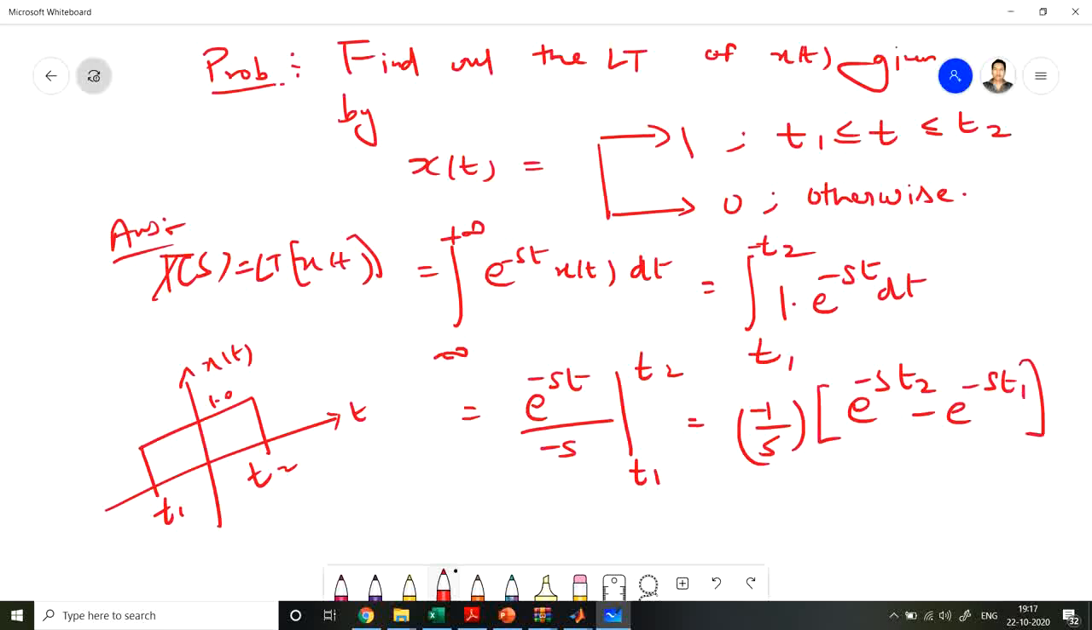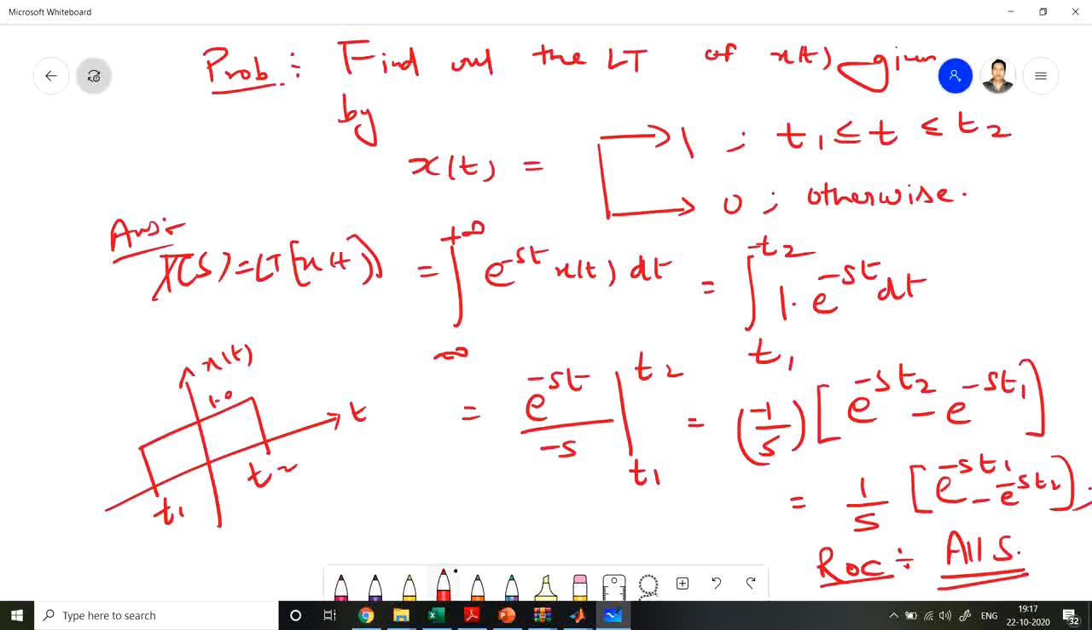So what we will get finally is 1 divided by s times e raised to the power minus st1 minus e raised to the power minus st2. And what is the ROC? If there is no convergence issue, then the ROC is all values of s. So basically it is the entire s-plane.